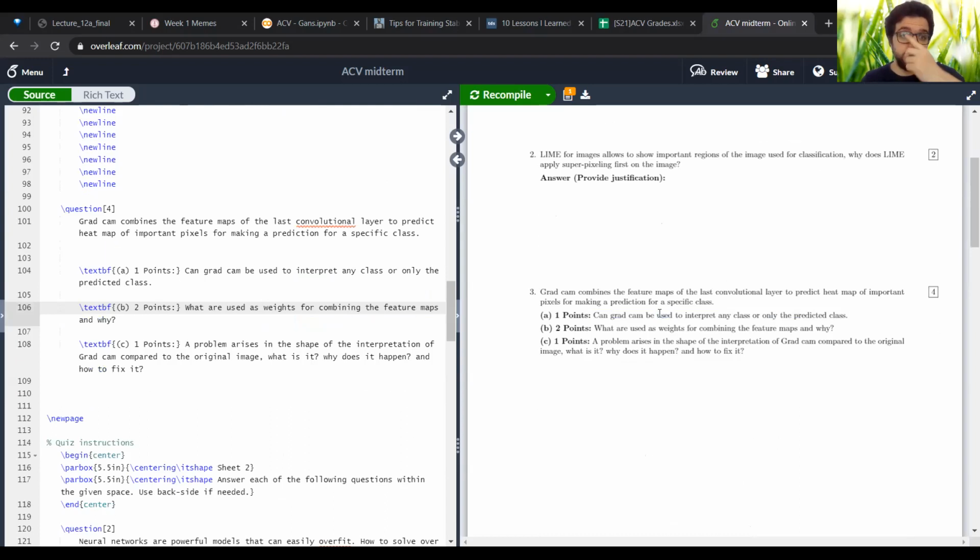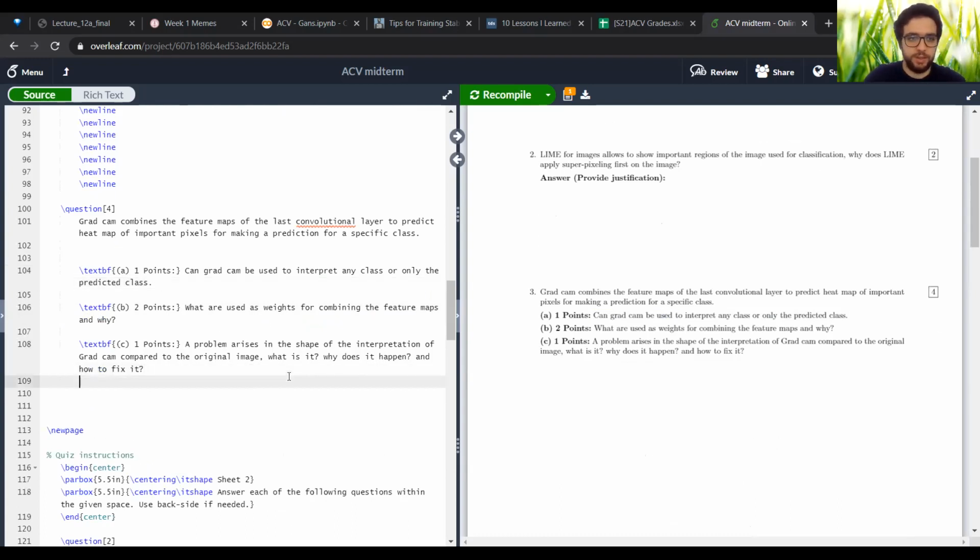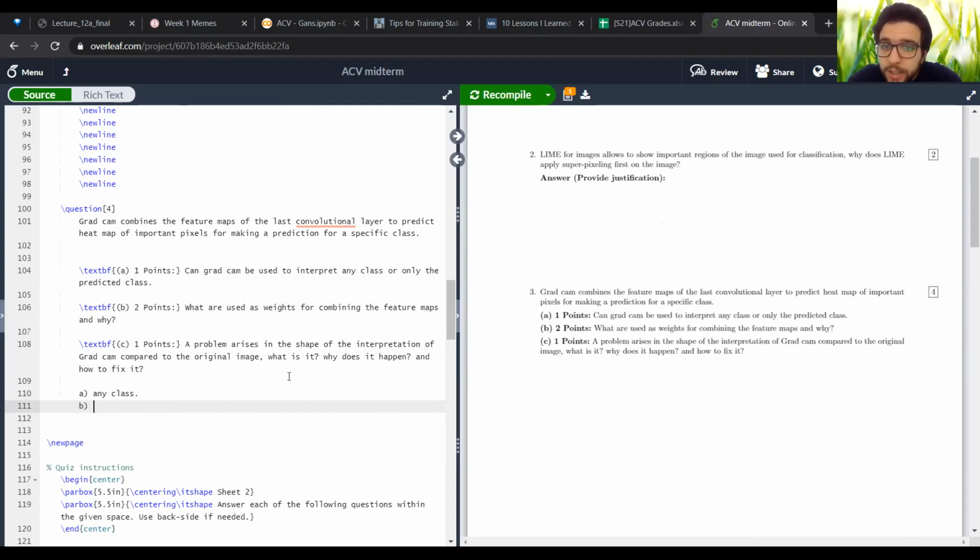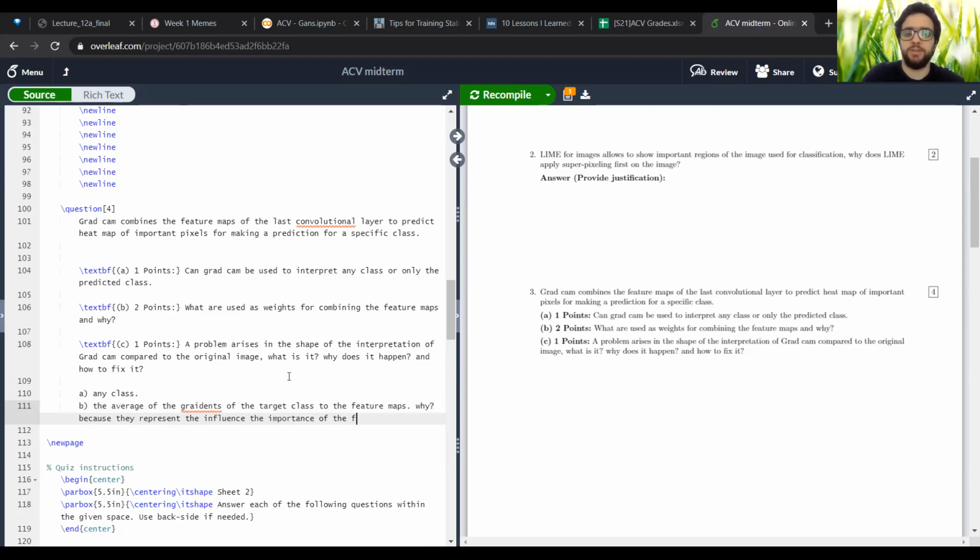Three. Can GradCAM be used to interpret any class or only the predicted class? Any class. Let's write it here. A. Any class. B. What are used as weights for combining the feature maps, and what? The gradients, the average of the gradients of the target class, not the predicted class, with respect to the feature maps. Why? Because they represent the influence or the importance of the feature map.